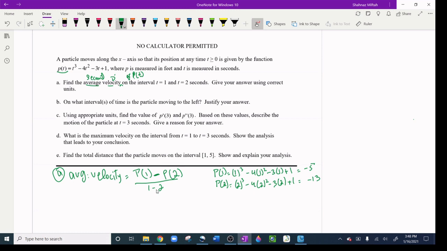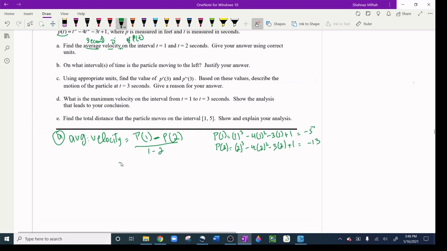Now all I have to do is plug in my secant slope. Negative 5 minus negative 13 over negative 1. They turn positive, so negative 5 plus 13 is going to give me 8. That's actually positive 8 over negative 1, so it's going to be negative 8 feet per second. So that's my average velocity. Give your answer using correct units, which I did, and that's all they were asking for part A. Let's try part B.